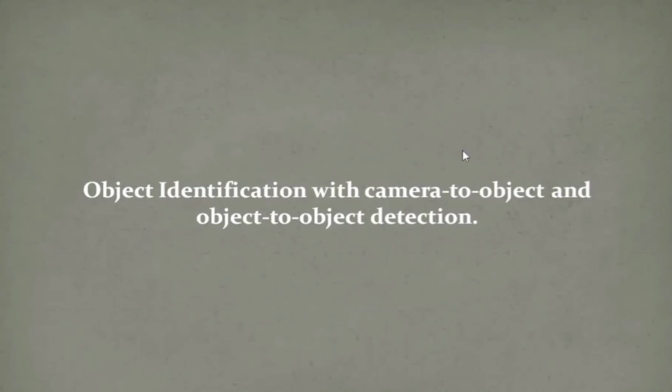I am Shivangi Sharoy and this is my first video, and today we will be building a real-time object identifier with camera to object as well as object to object distance estimator. There are three parts of this program. In the first part we are going to create an object identifier using the SSD framework of deep neural network.